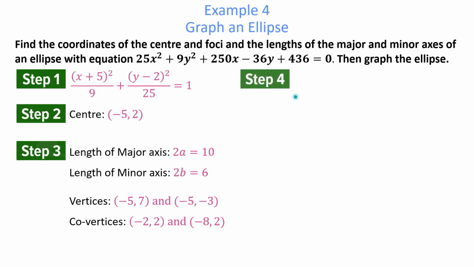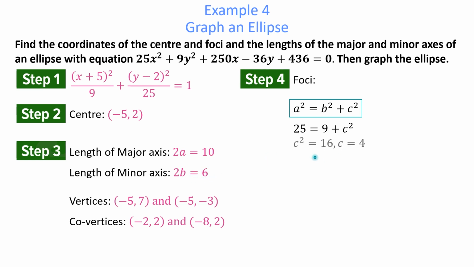So for step 4, we want to work out the coordinates for the foci. Now, we know that the values of a, b, and c are related by this equation. We know the value of a and we know the value of b. So we can substitute into here to give us the following equation. So we know that a was 5, so 5 squared is 25. b was 3, 3 squared is 9. And we can solve for c squared to give us 16. And then c is equal to 4.